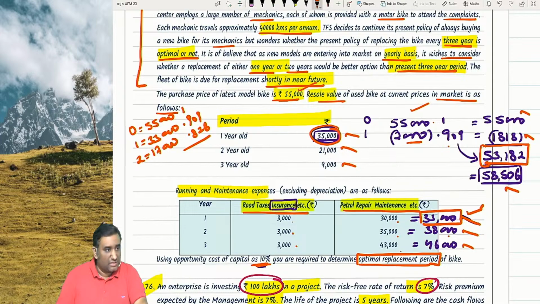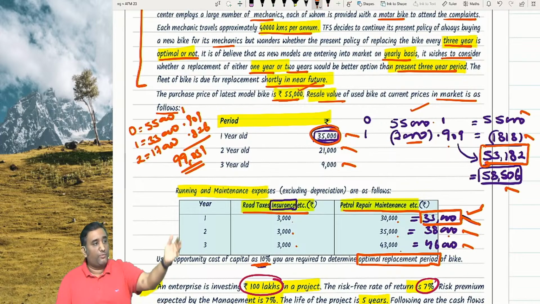55,000 plus 33,000 to 909 plus 17,000 to 0.826. How much do we get? 99,039. How many years? 2 years. This is what you were asking. He was asking the same thing.